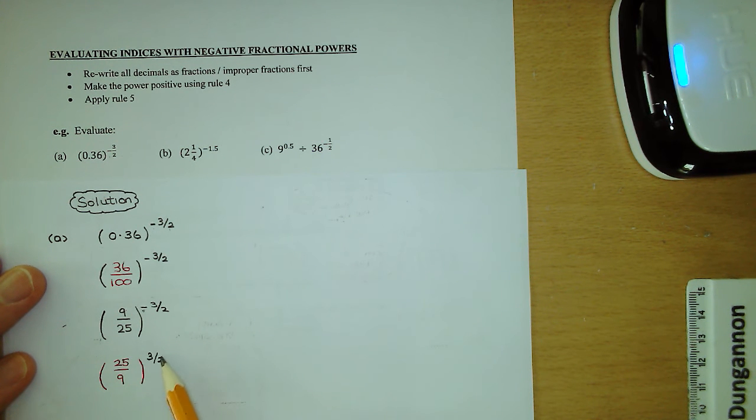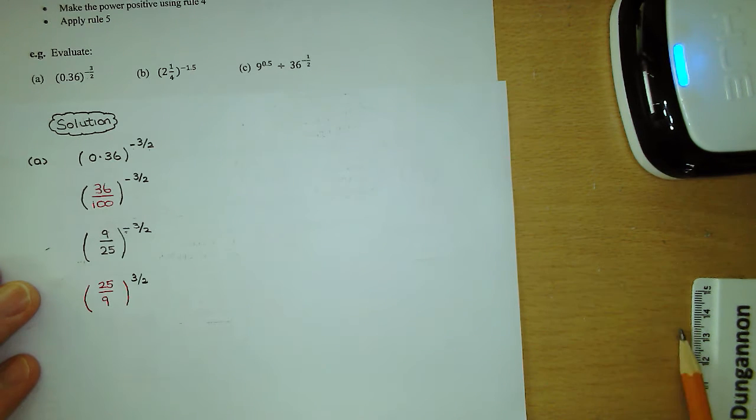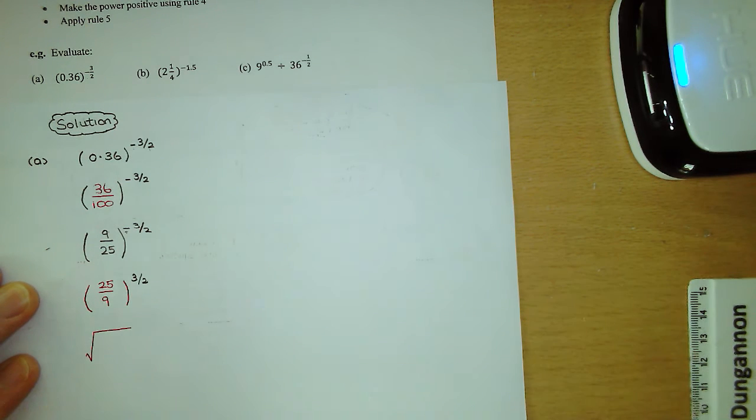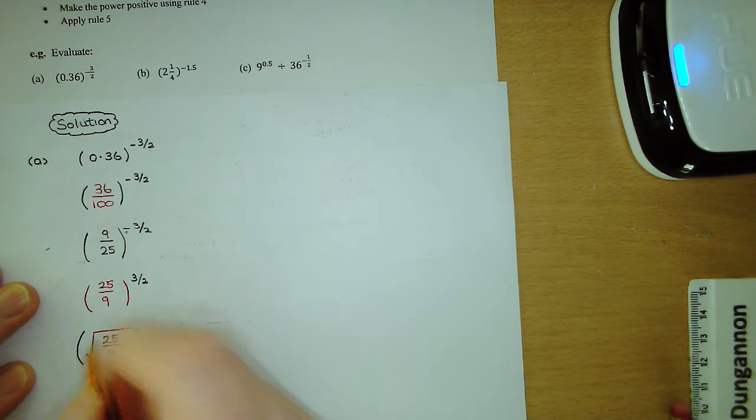Now we deal with the fractional power. Remember, the denominator tells us what root we're going to take of the base, and the numerator is the power that goes outside the root. So we're going to take the square root of 25 over 9. Then we're going to put brackets around the root. And then remember, the numerator here is the power that goes outside the root. So the power that goes outside the root is just 3.